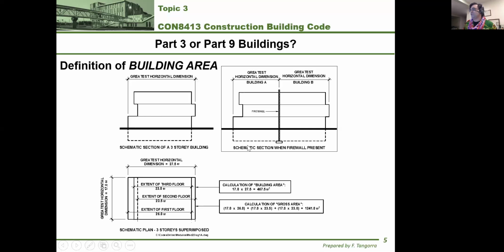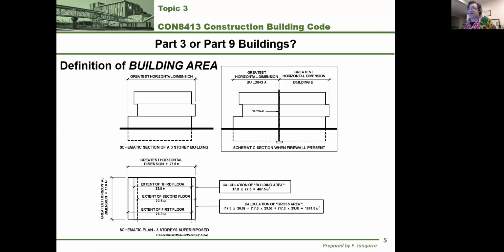Similarly, when we have a firewall, like this one here, that divides a building into 2 or more parts, it goes from the firewall to the outermost wall. In this case, it's on the first story. Okay, so you always look at the outermost walls of a building in more detail.